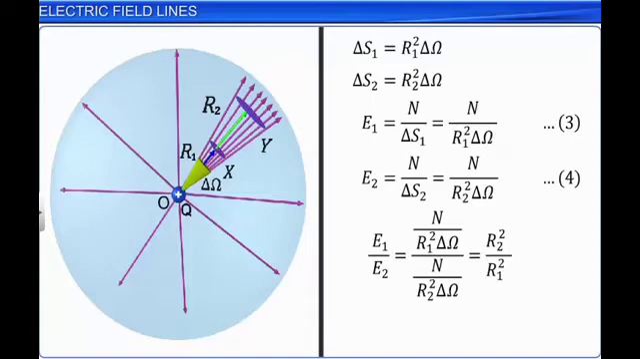From equations 3 and 4, we see that even though the number of field lines N and the solid angle delta omega are the same at X and Y, the electric field strength E, which will be equal to the number of field lines per unit area, is proportional to 1 by R square, where R is the distance of the point from the charge Q.